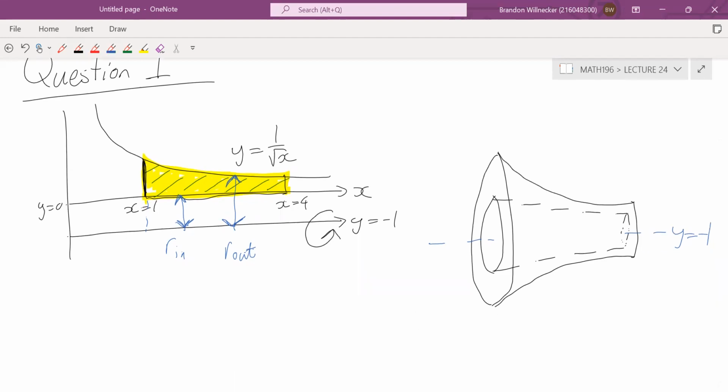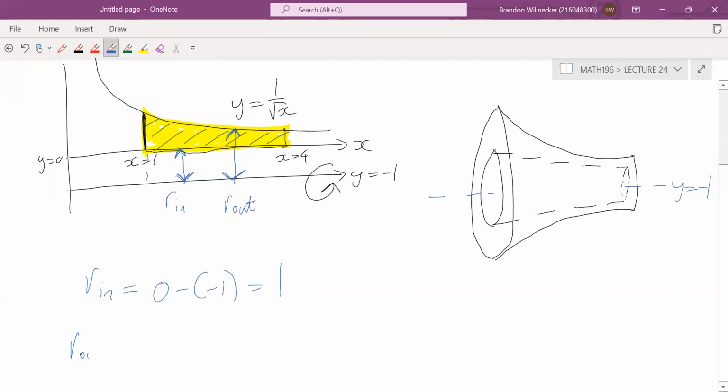So inner radius, how do we find that? We're going from y equals 0 to y equals -1, so we can write 0 minus -1. That gives us 1. And then the outer radius is going to be 1 over root x minus -1, so it will be 1 over root x plus 1.